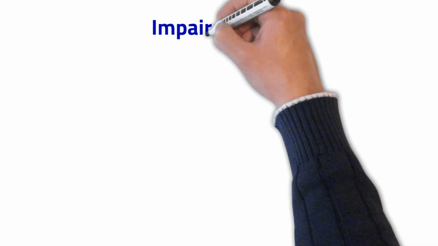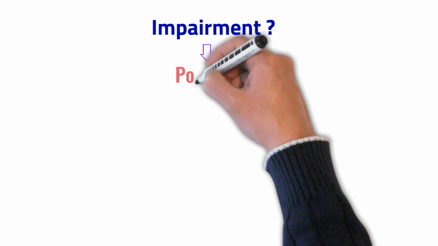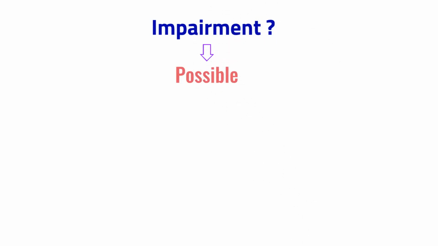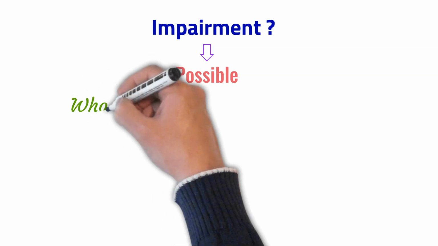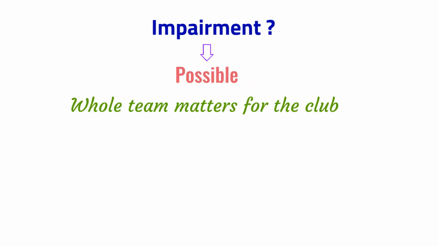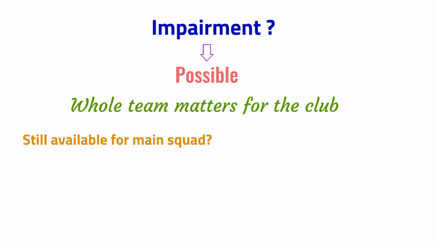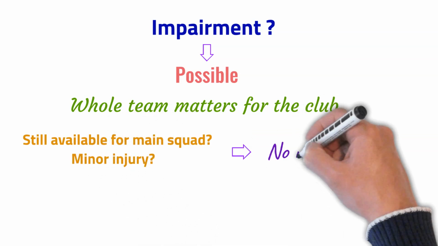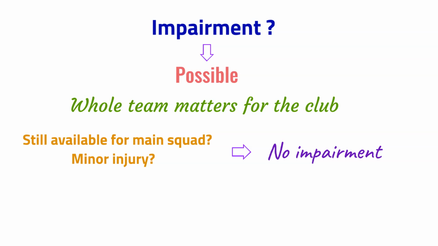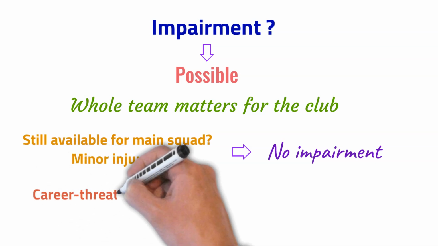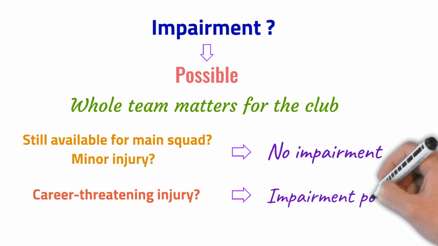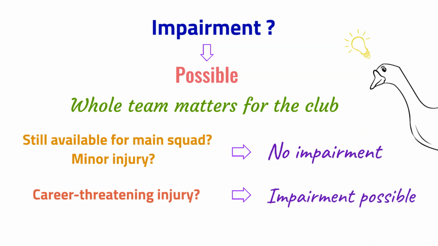But what about impairment, you may ask? Normally, it is possible, but it has to meet a few strict rules. Because for the club, the whole squad is what matters the most. One player alone cannot be a team. That's why, usually, as long as the player is available for the main squad, even with a minor injury or in poor form, there is no impairment at an individual player level. But if the injury is career-threatening, it can be an impairment indicator for the player's registration rights.